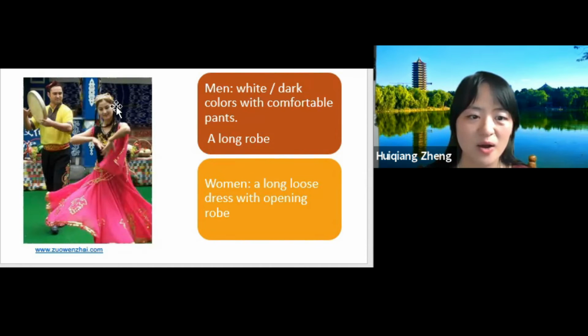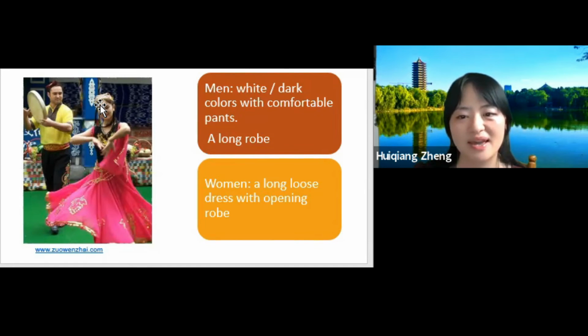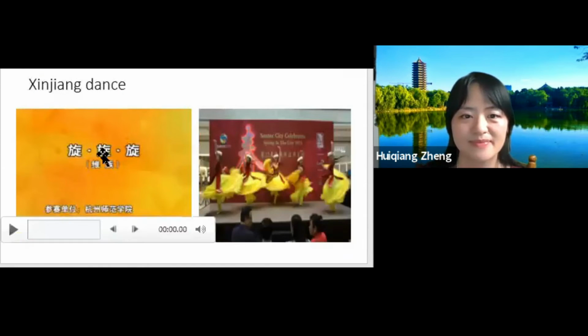And they also wear a handmade hat with exquisite ornament, which is called duoba. Walking outside without a duoba will be considered an insult to the heaven. I'm going to show you two dances from Xinjiang.